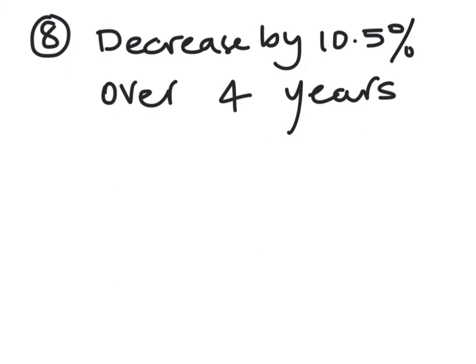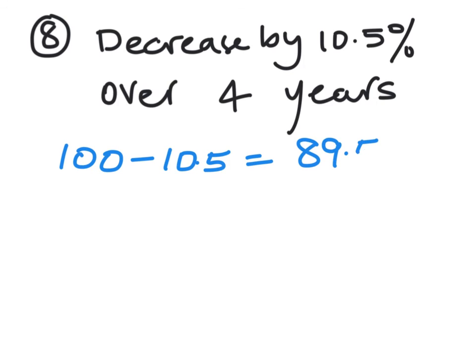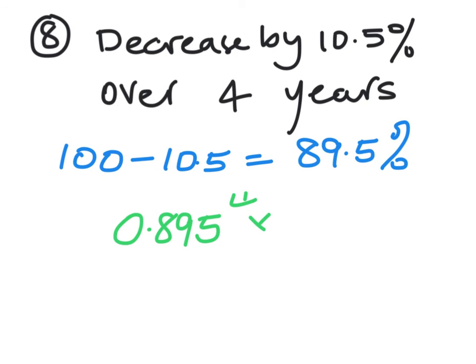And lastly, question 8 about petrol prices. Now the prices decreased by 10.5% over a 4-year period. So if they're decreasing, then we started with 100%, take off the 10.5%, that gives us 89.5%. Turn that 89.5% into a multiplier, 0.895 to the power 4 times your starting amount, and get your answer from your calculator. And that should be it done.